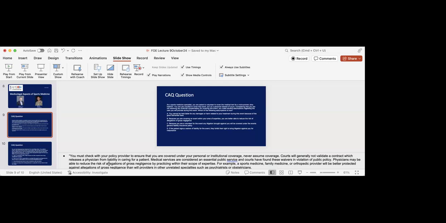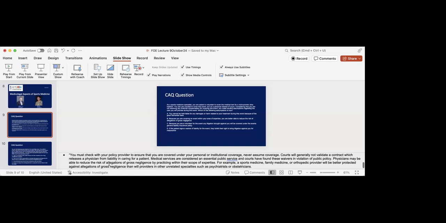Courts will generally not validate a contract with a release, which releases a physician from liability in caring for a patient. Medical services are considered an essential public service, and courts have found these waivers in violation of public policy. Physicians may be able to reduce the risk of allegations of gross negligence by practicing within their scope of expertise. For example, a sports medicine, family medicine, or orthopedic provider will be better protected against allegations of gross negligence than will providers in other unrelated specialties such as psychiatrists or obstetricians.